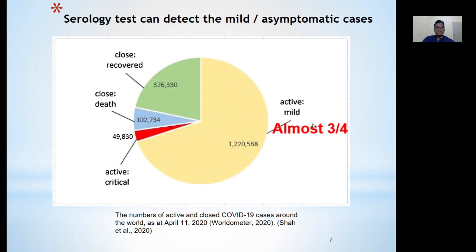Even though they're just showing mild symptom, they are not suffering from critical symptom like these cases here, they will produce the antibody against COVID-19. So we can use serology test to detect the antibody produced.